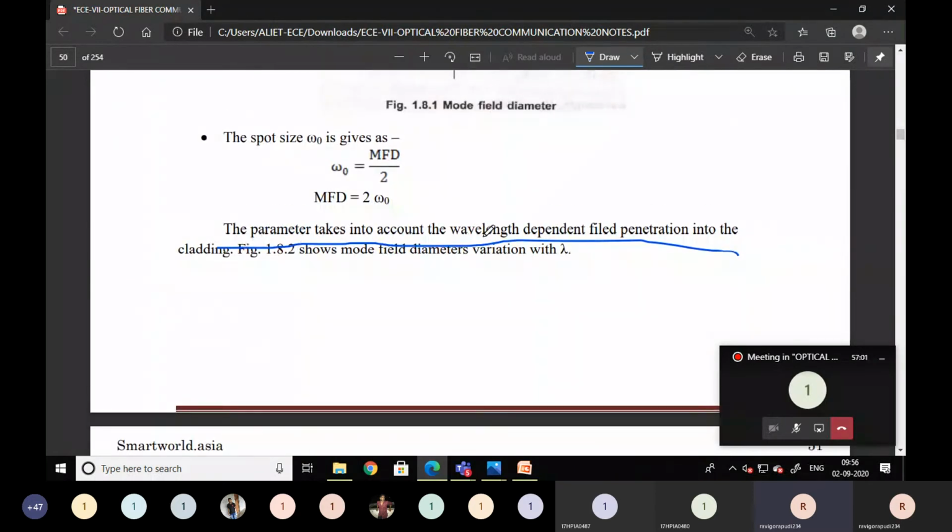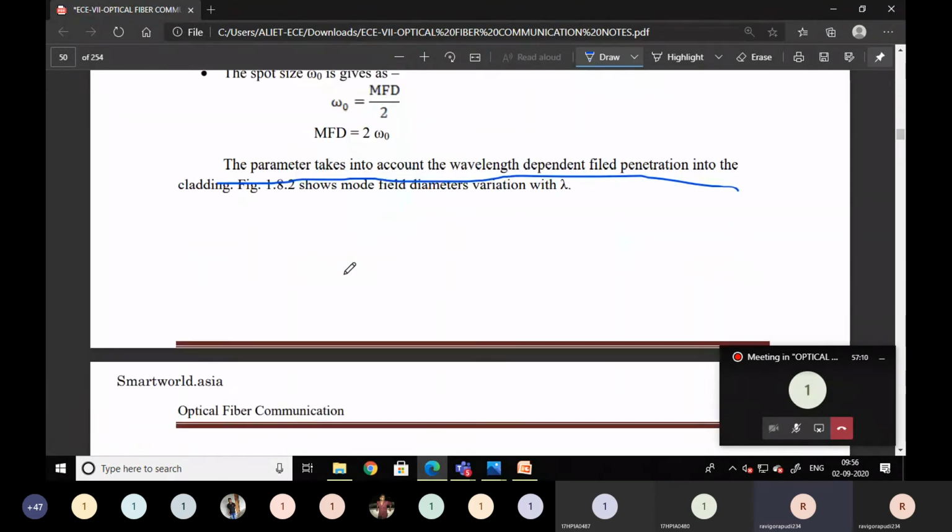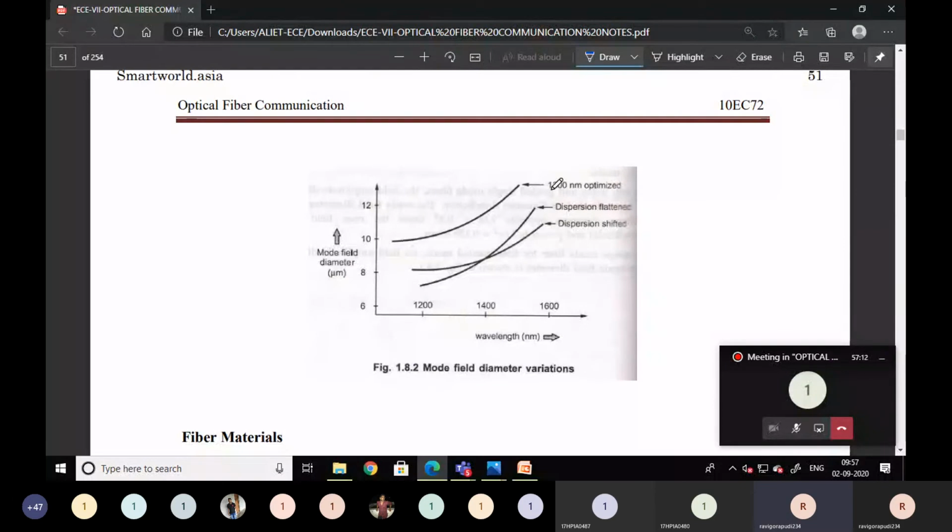Already at this point, we are saying that the distribution wavelength goes or penetrates towards the cladding. So with different wavelengths, if my light signal penetrates towards the cladding, that is nothing but loss. That may be dispersion loss. At different wavelengths, how is the MFD, mode field diameter.